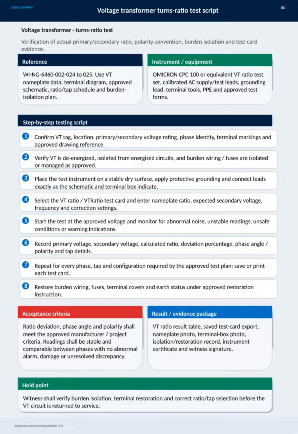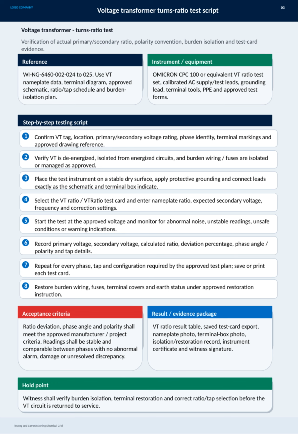Let's walk through the voltage transformer turns ratio test procedure, which is crucial for testing and commissioning the electrical grid. This test verifies the actual primary to secondary voltage ratio, polarity convention, burden isolation, and ensures proper test card documentation. We start by confirming the VT tag, location, voltage ratings, phase identification, terminal markings, and referencing the approved drawings. Safety is paramount, so we must verify that the VT is de-energized, isolated from live circuits, and that burden wiring and fuses are properly managed according to the approved procedures.